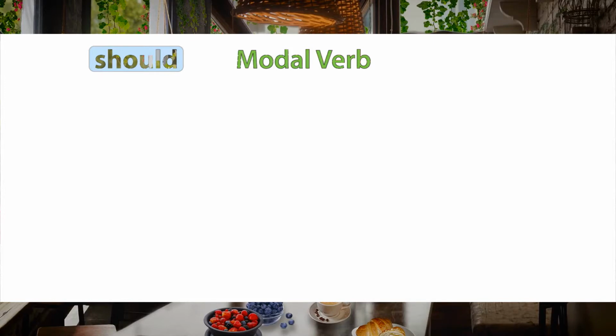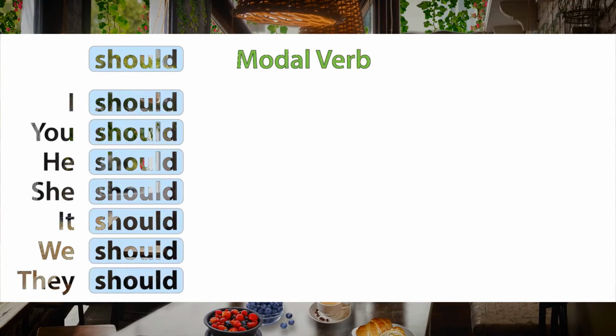Should is a modal verb. With modal verbs, there is only one form of it for every subject. I should, you should, he should, she should, it should, we should, they should. They all use should. We do not pronounce the L in the word should.